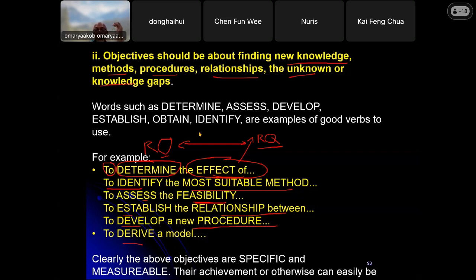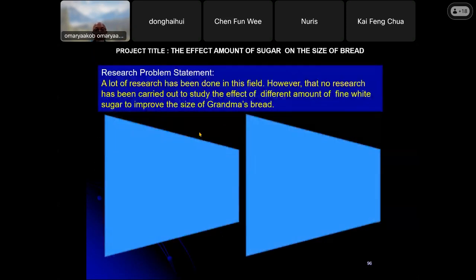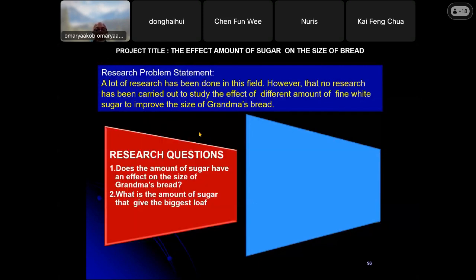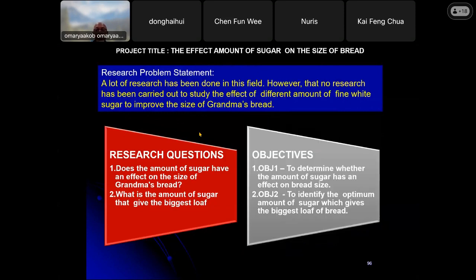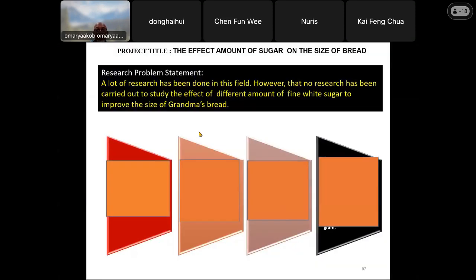So always check your objective, that you can work backward to the research questions, and they are related. The keywords should be related. Right. So this is, I think, done already. Okay.